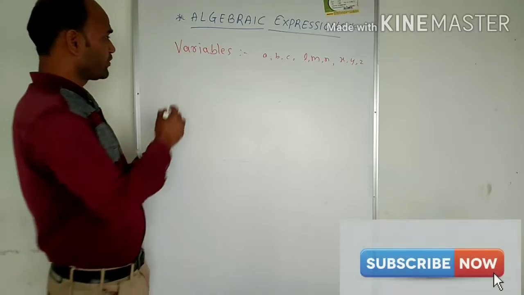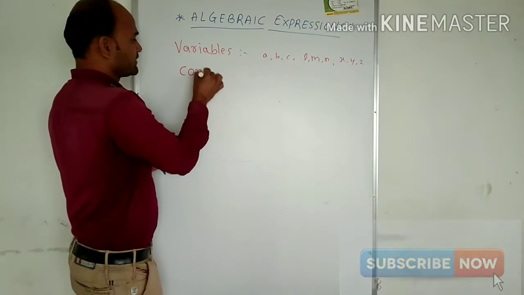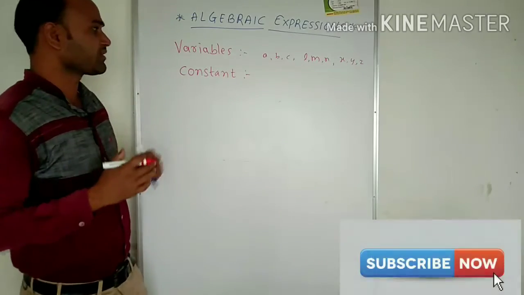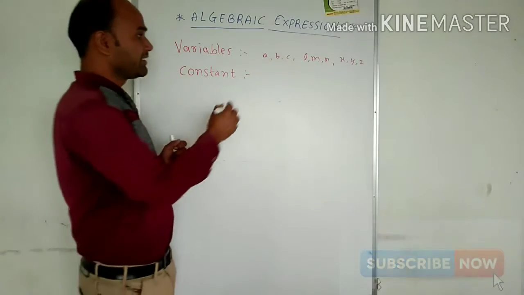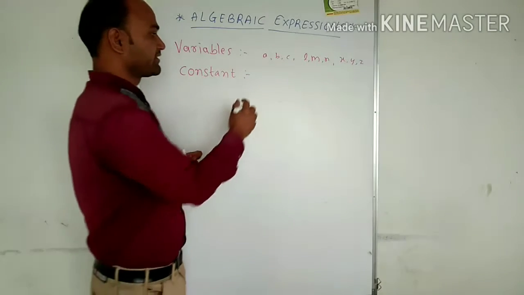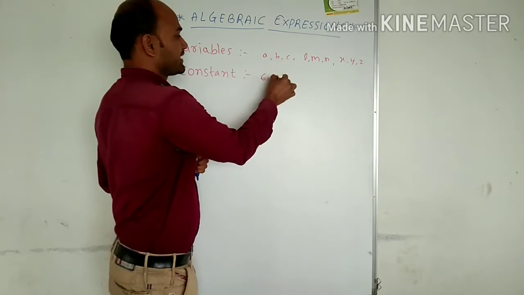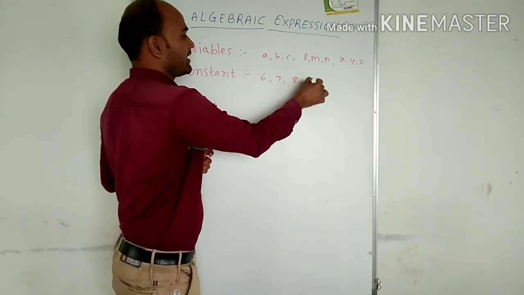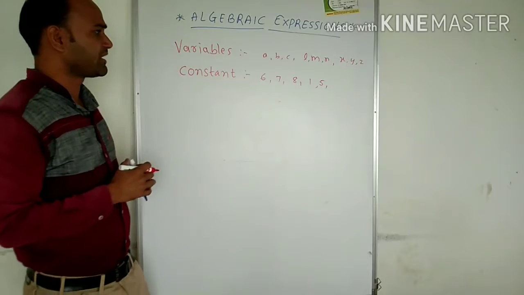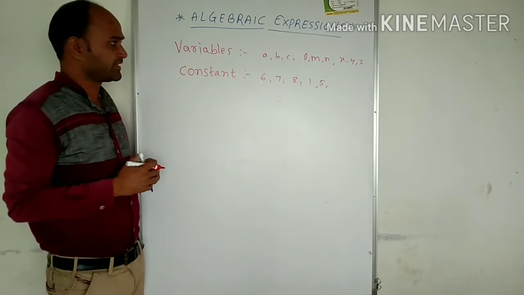And next, one more important point we are going to discuss: expressions contain constants. What are constants? A constant is nothing but the numbers, the numeric values, like 1, 6, 7, 8, 5, whatever numbers we can take. All those numbers are the constants.